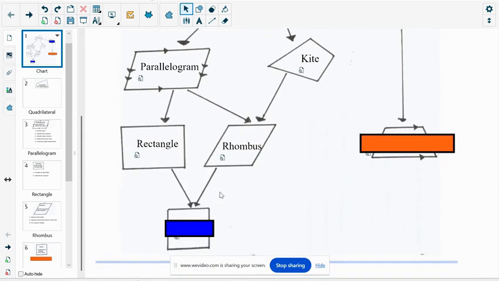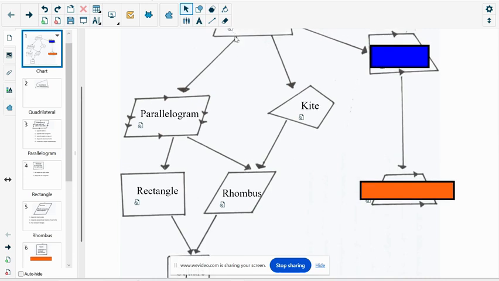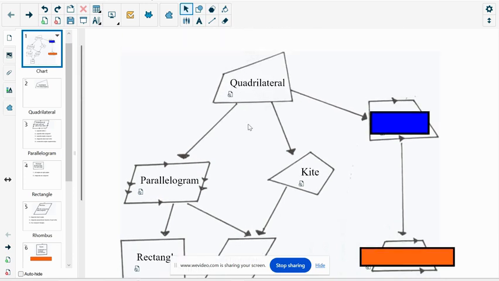All right, and then we're going to go down to this very last one, which is everybody's favorite, a square. So a square has all of these things above it, all the way back up to a quadrilateral, right? We know it's got 4 sides.